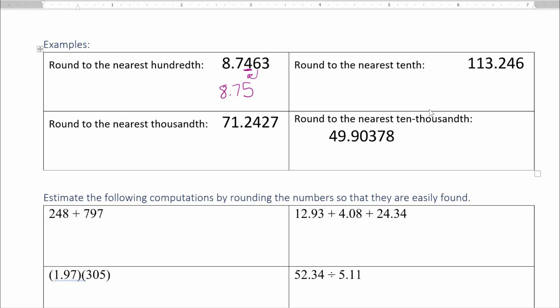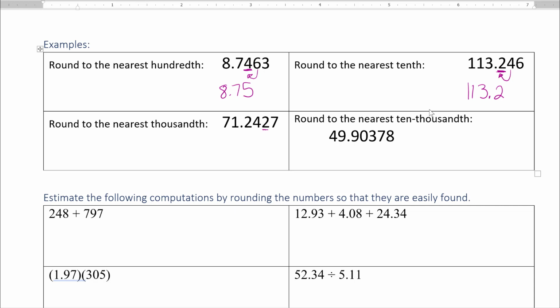113.246. So the 2 is my rounding digit. That means the 4 is my test digit, which tells the 2 to stay the same. Because 4 is less than 5, it stays the same. So we have 113.2. Next, round the nearest thousandth.